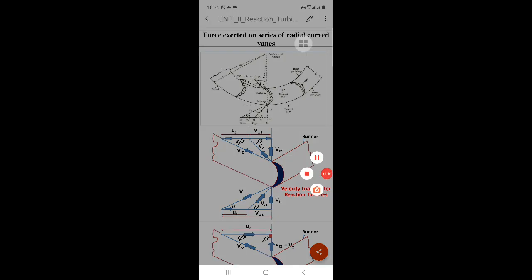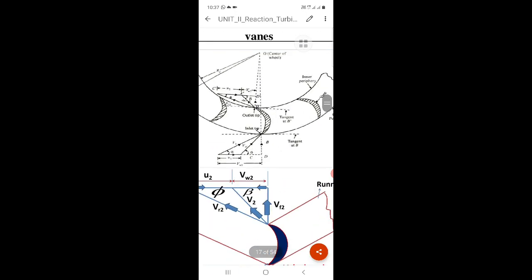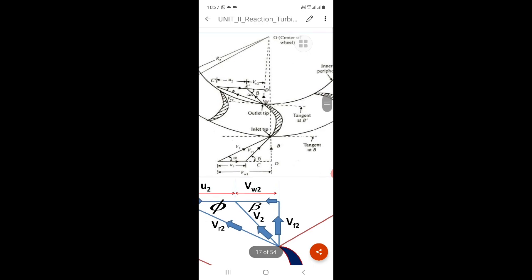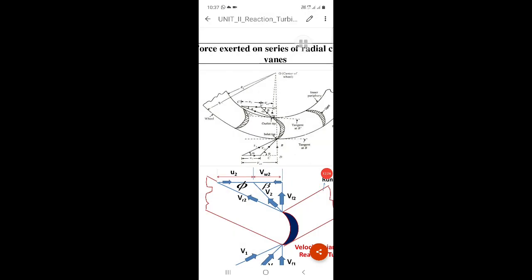Similarly, VW2 is the whirl velocity at outlet. VF1 is the flow velocity at inlet, VF2 the flow velocity at outlet. VR1 is the relative velocity at inlet and VR2 the relative velocity at outlet. So this is the actual diagram of the inlet and outlet triangles of the Francis turbine. Let's first draw the diagram.